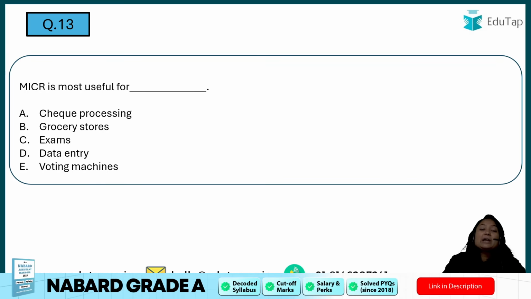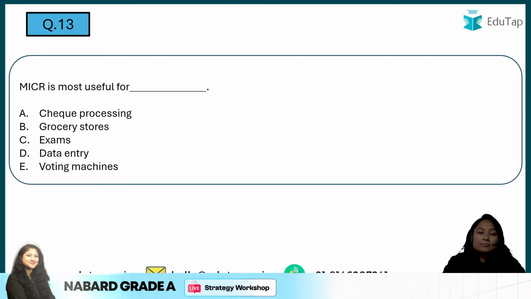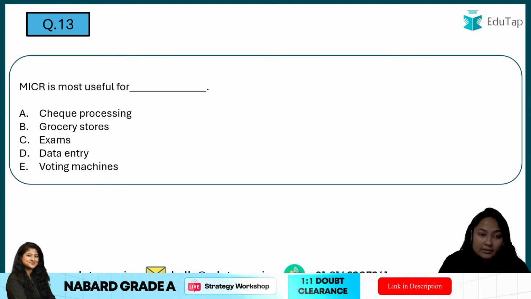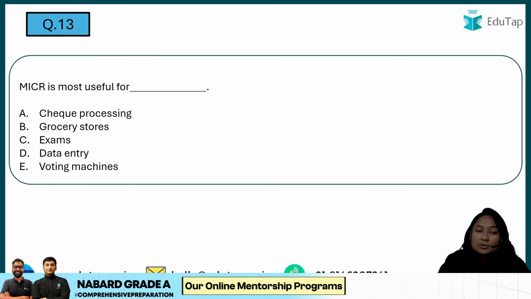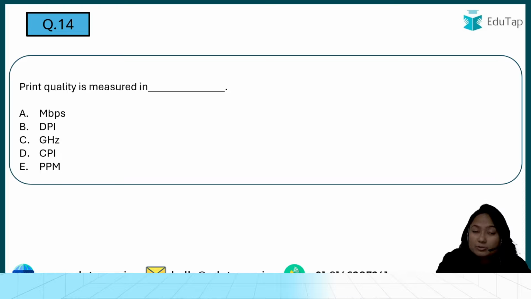Okay, then MICR is most useful for check processing, grocery shopping, exams, data entry, voting machine. So MICR, magnetic ink character recognition. So here the correct answer would be option number A, that is check processing.